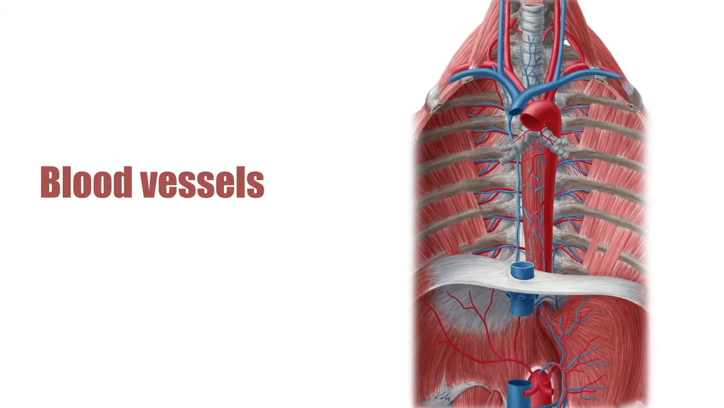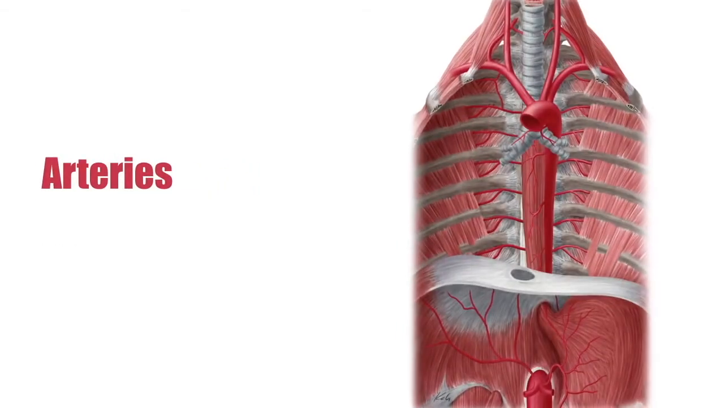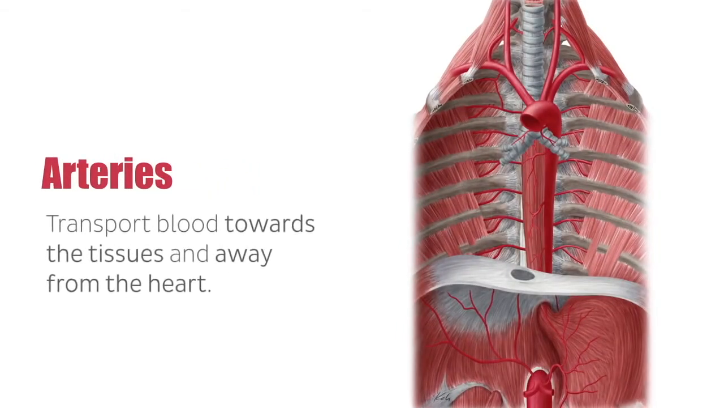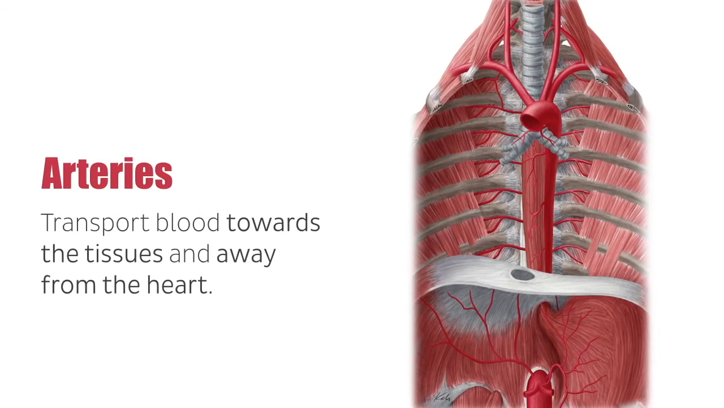There are 3 major classes of blood vessels, namely arteries, veins, and capillaries, and they are categorized according to their histological structure. Arteries transport blood away from the heart to the tissues and have thick muscular walls with small internal lumina, or passageways, that can withstand blood under high pressure.